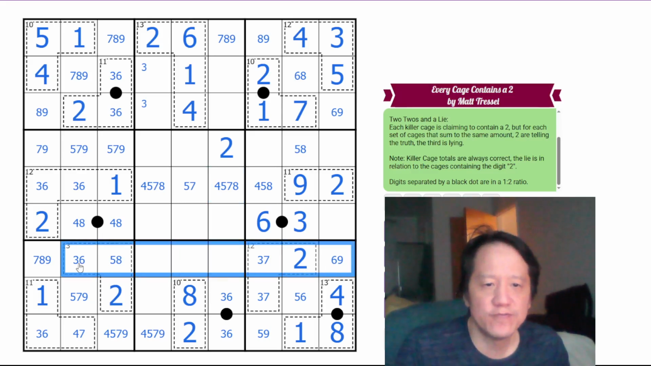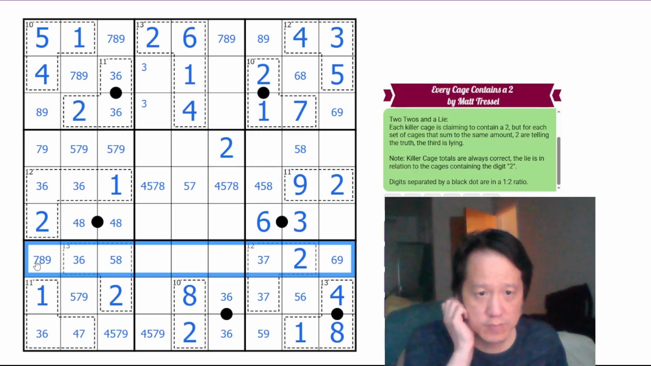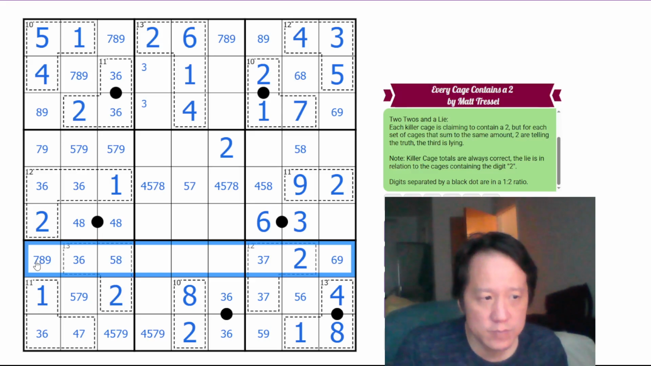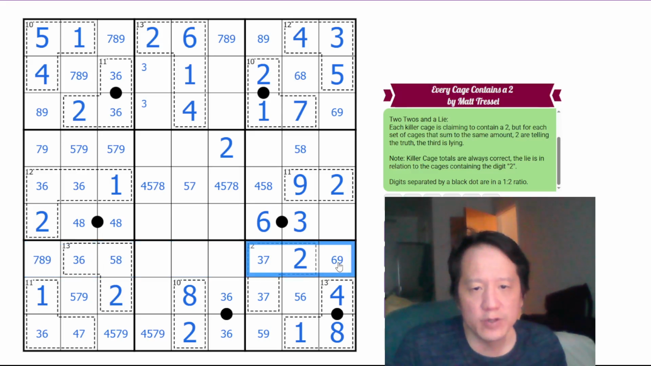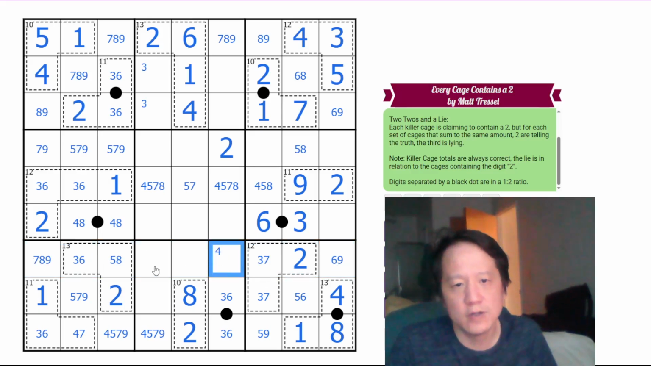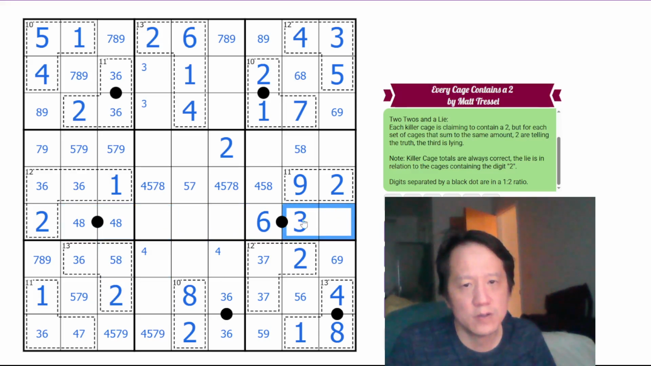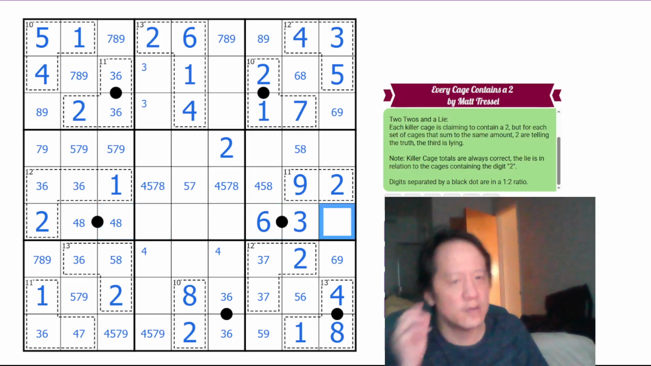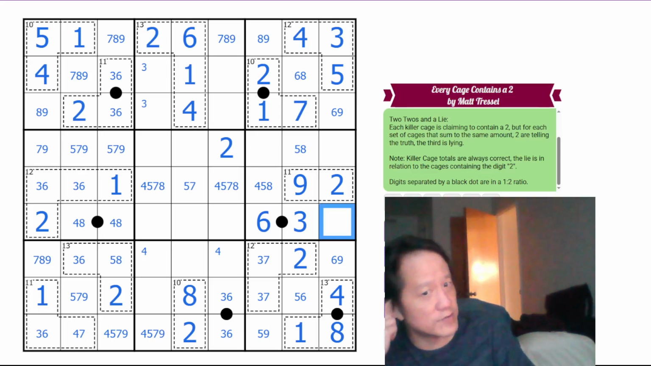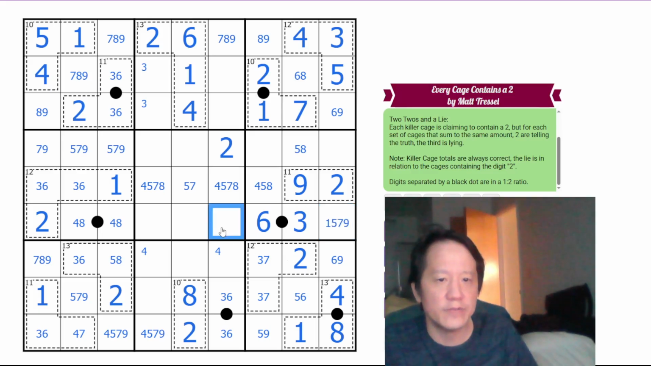Okay, where's the 4 in row 7? Cannot be here, cannot be here. It must be either here or here. Okay. What are the remaining digits in row 6? They have to be 1, 5, 7, 9. Right? This can't be 1.